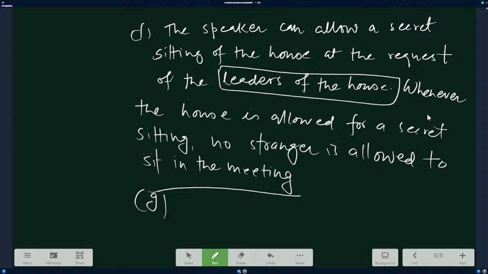He always endorses a bill and signs on it, certifying that it is a money bill.